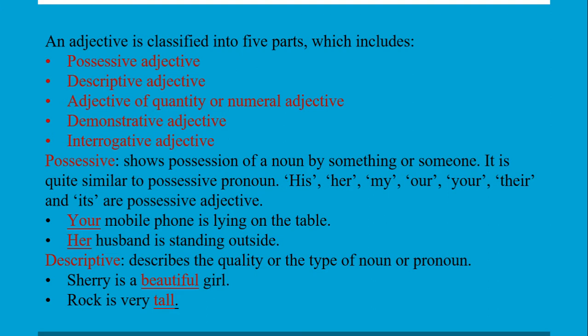Adjectives are classified into five parts: possessive, descriptive, quantitative or numeral, demonstrative, and interrogative. A possessive adjective shows possession of a noun by something or someone. It's quite similar to possessive pronouns. A descriptive adjective describes the quality or the type of a noun or pronoun.